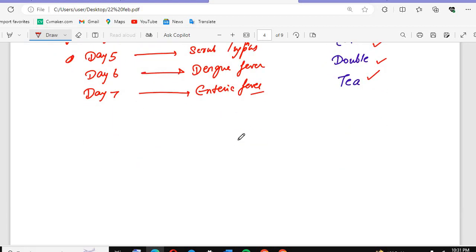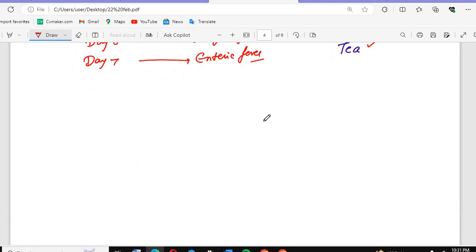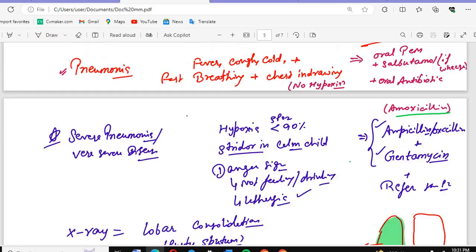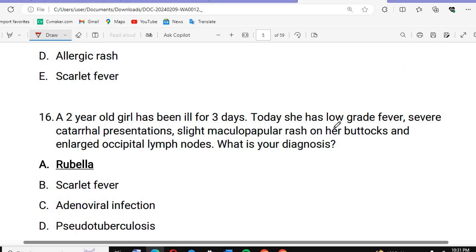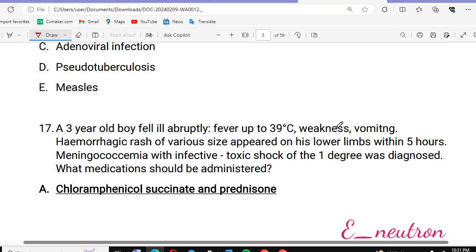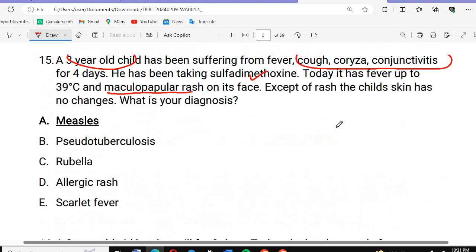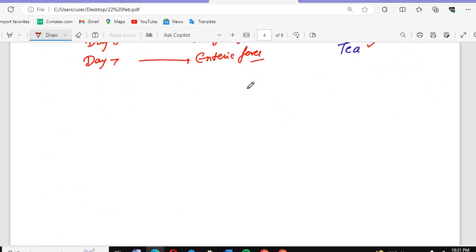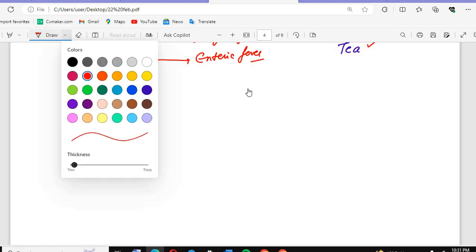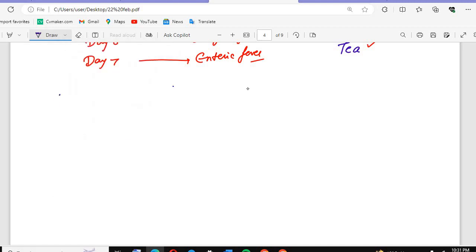Now let's continue. I hope this is clear. I think we studied some questions before, and in one question there was a disease, the third day disease. I hope these questions will repeat. If you are seeing the questions, there is a first day disease. The first day disease is known as measles.